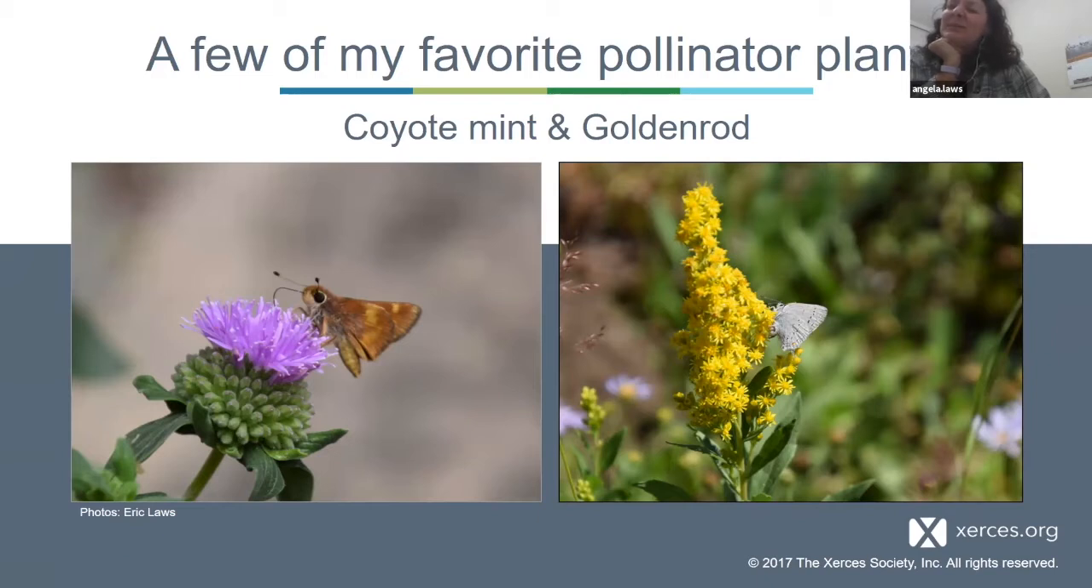Goldenrod is another great pollinator plant. It blooms late in the summer, which is a really nice plant to have for that late summer bloom. Lots of insects use it. Monarchs really like it. Late summer, early fall blooming nectar plants can be really important for supporting monarchs during their migration.